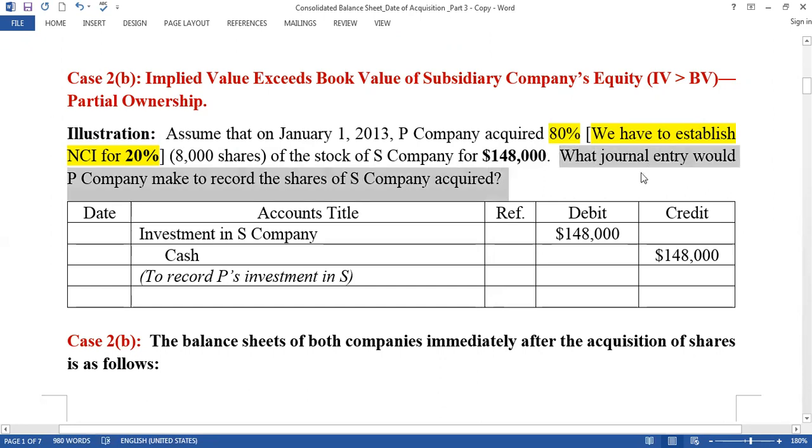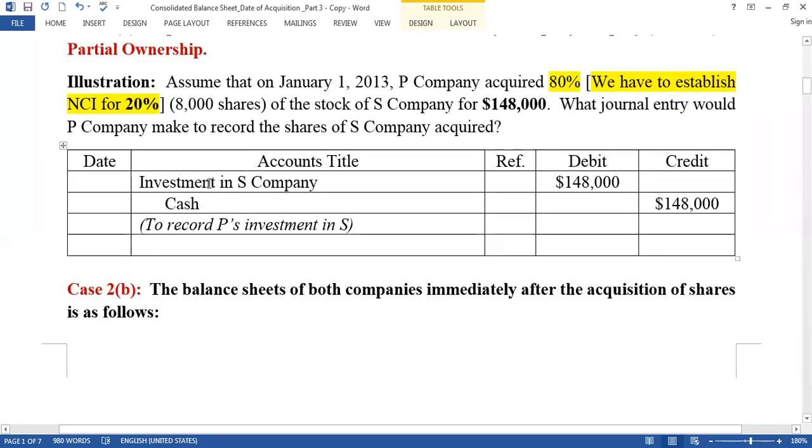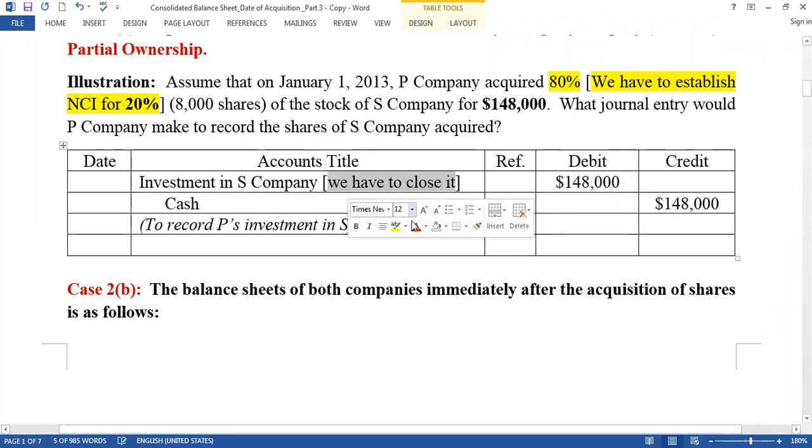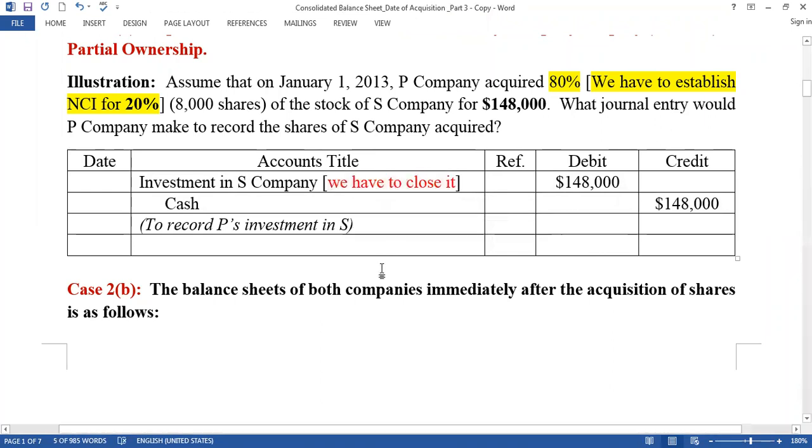So what is the journal entry? The journal entry is here. Investment in subsidiary company debit, and you pay cash credit. And we know that we have to close this account later on. So you should know this.